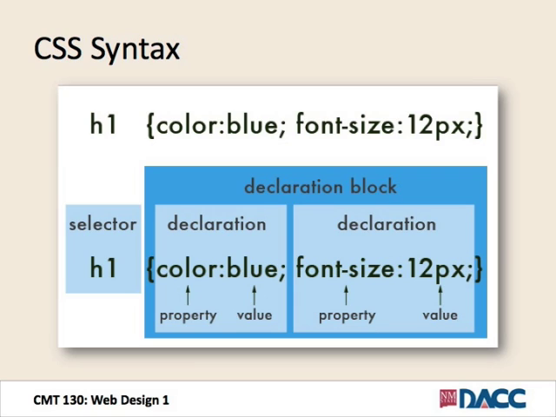Inside the declaration block are the individual declarations. The example has two. The first declaration sets the color of the H1 to blue. Color is the property, blue is the value. They are separated by a colon. A declaration ends with a semicolon. The second declaration in our example sets the font size to 12 pixels.